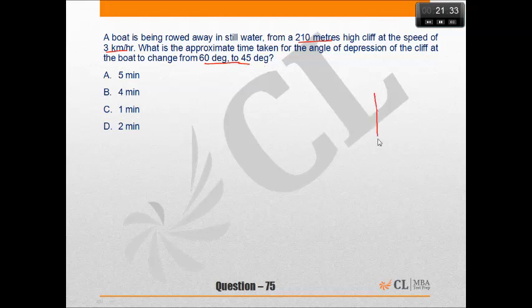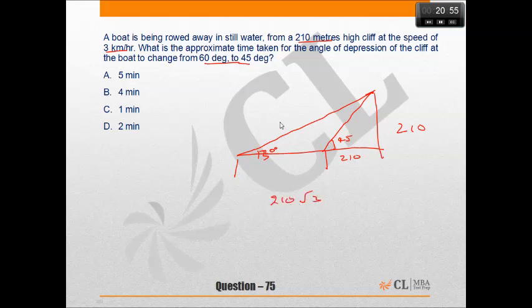So if this is the cliff of 210, the angle of depression has to be 60 degrees. Okay, so that means this is 30, and that is 60, and this is 45. So how much time does it take for the angle to change from 45 to this? Okay, so this is what we need to find. This is 210, so this is also 210. Now this is a 30, 60, 90 right triangle. So if this is 210, this should be 210 root 3.